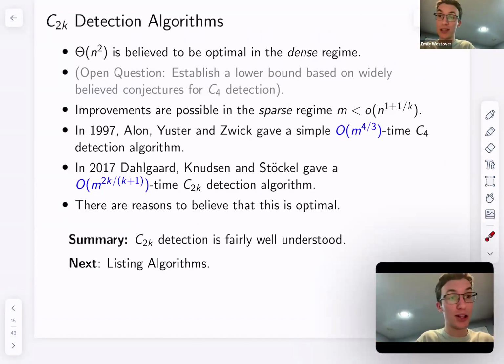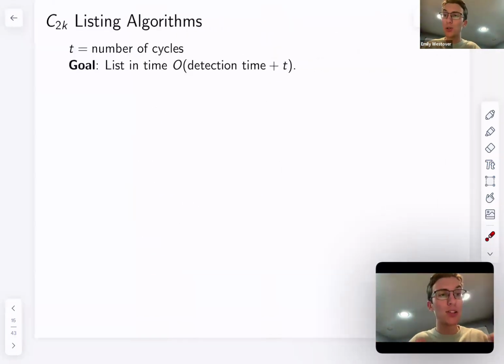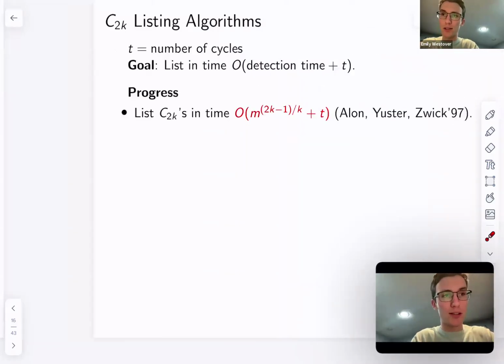Now I'm going to tell you about listing, where a lot less is known. In listing, we let t denote the number of cycles, and our goal is to list in detection time plus t. I personally conjecture that this is probably possible to do, and obviously you can't do any better than this. But we don't know how to do this well in most cases.